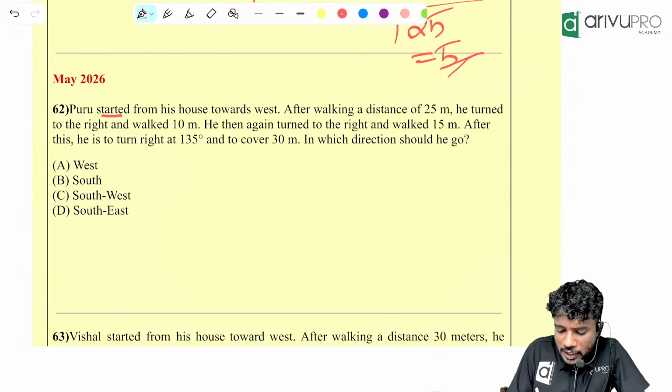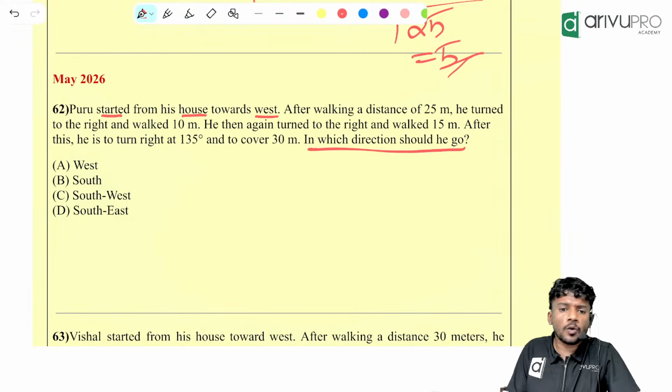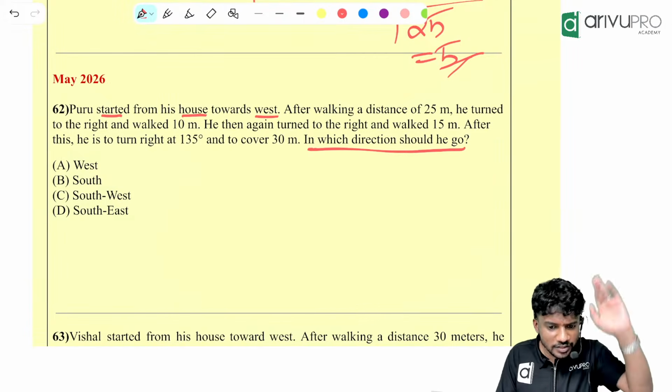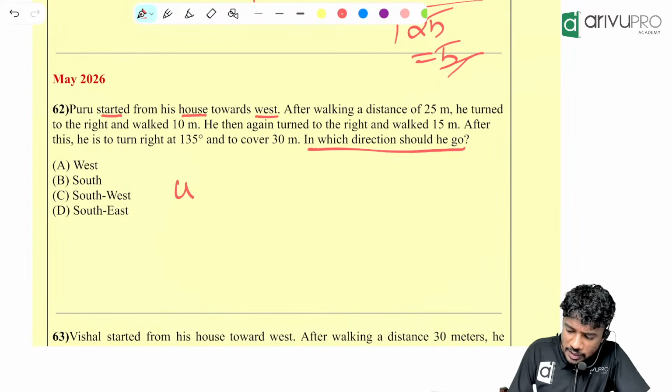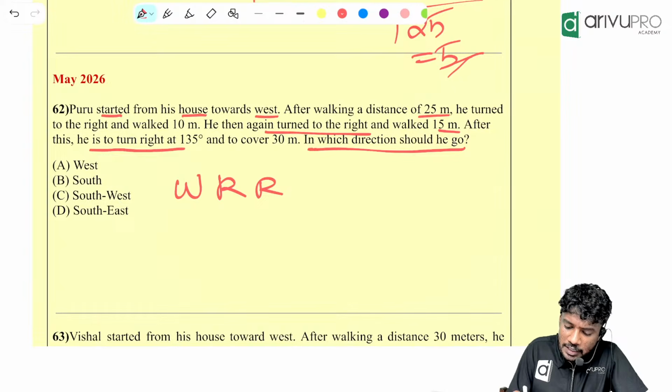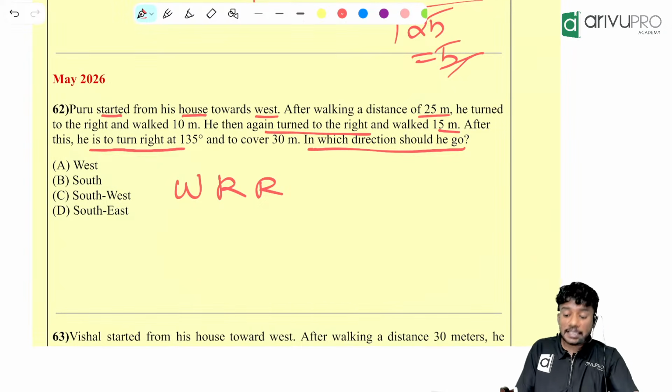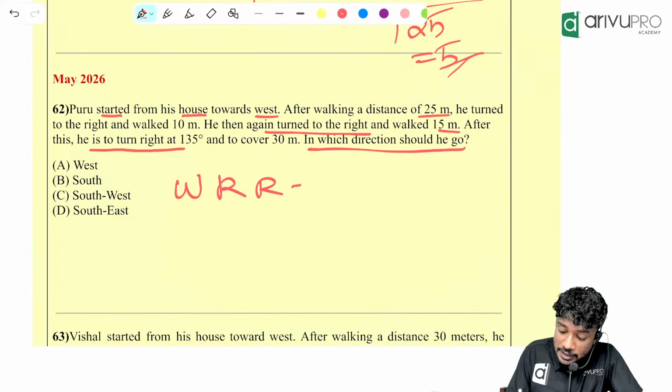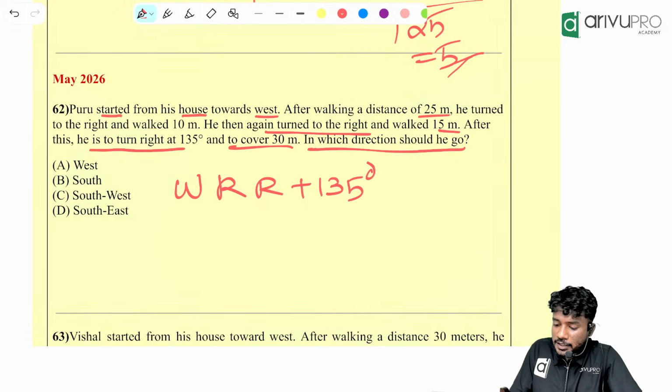Puru started walking from his house towards west. Then we need to know which direction he should go, that is, finally in which direction he is going. So initially west. After walking 12 km, he turned right. Then again turned right and walked 15 km. After this, he again turned at 135 degrees. That means turned right at 135, that is plus 135, to cover 30 meters. Which direction he should go now is the question.